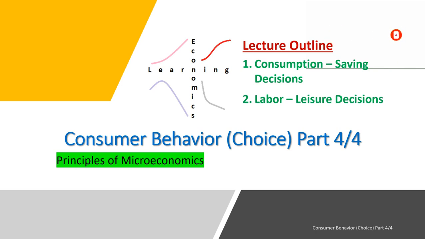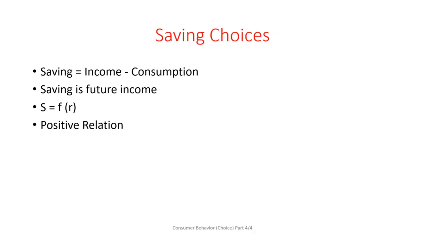Students, first we shall be discussing saving choices in a static framework. We can define saving as the part of disposable income left after consumption. We save a part of our income and do not consume it in the present time, to consume it in a later part of our life. Therefore, we can say that saving is actually future income which will be consumed in the future.